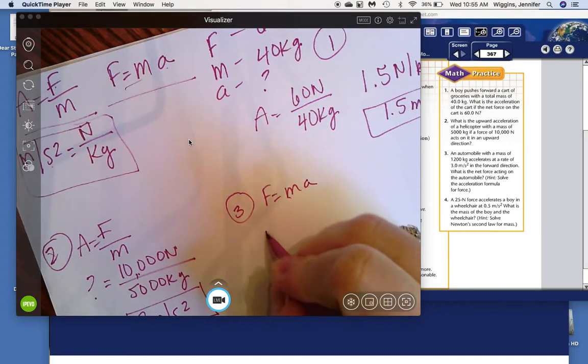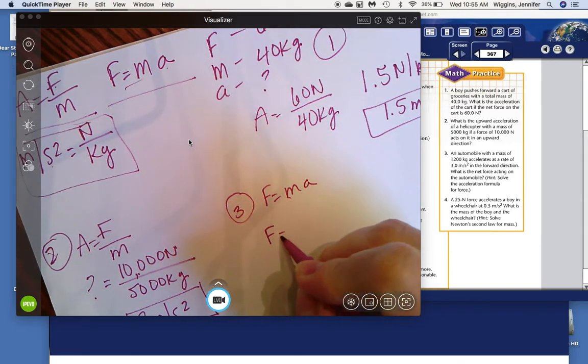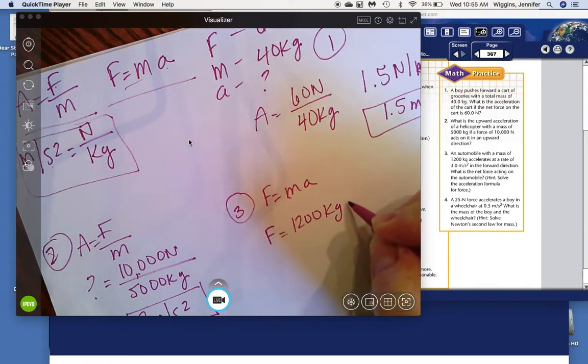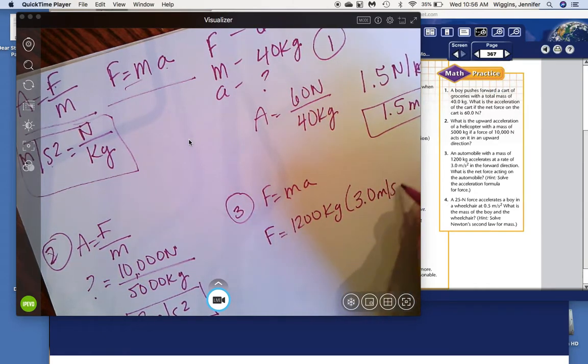So I'm looking for force, because that's what I'm solving for. And my mass is 1,200 kilograms. And my acceleration is 3 meters per second squared.